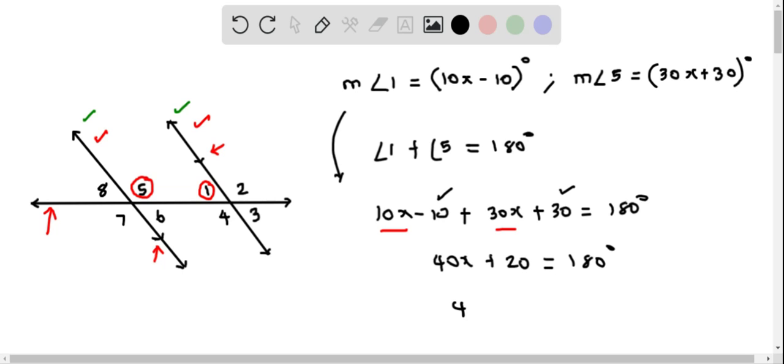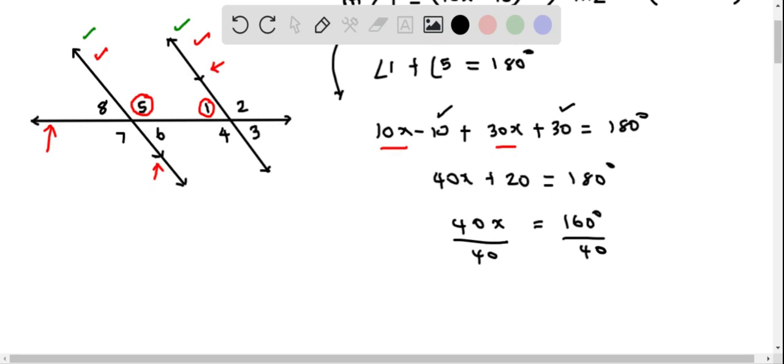Now we have to find the value of x first. So I'm going to keep 40x over here and subtract 20 from both sides. When I do that, I get 180 minus 20 is 160. Now we divide both sides by 40 to determine the value of x. We can cancel these 40s, and 160 divided by 40 is 4. So therefore, we can say that the value of x equals 4.